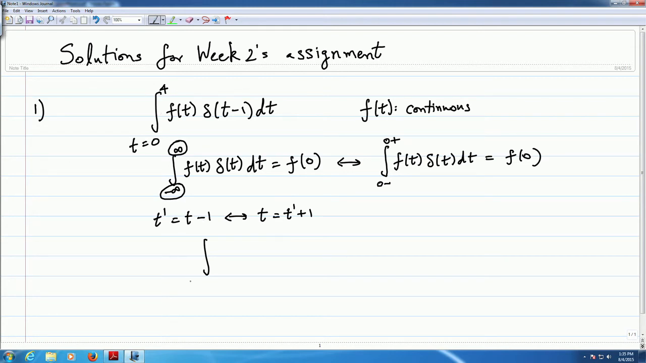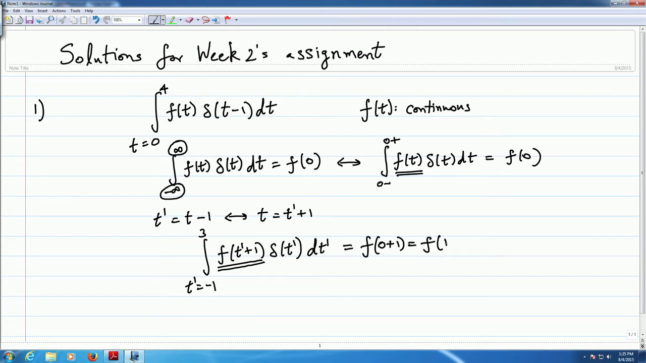T equals 0 is t prime equals minus 1, right, and t equals 4 is t prime equals 3. Okay, that is the integral, and then f of t I have to replace with f of t prime plus 1, and then delta of t minus 1 becomes delta of t prime, dt is the same as dt prime. So you get this integral. So now instead of f of t there, we have f of t prime plus 1. All you have to do is put t prime equal to 0 here, and that equates to f of 0 plus 1, which is actually f of 1.